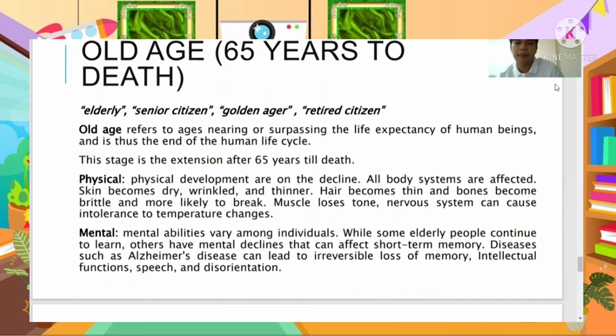Okay, physical development is on the decline, all body systems are affected and skin becomes dry, wrinkled and thinner, and hair becomes thin and bones become brittle and more likely to break. Okay, the mental abilities vary among individuals. While some elderly people continue to learn, others have mental declines that can affect short-term memory.